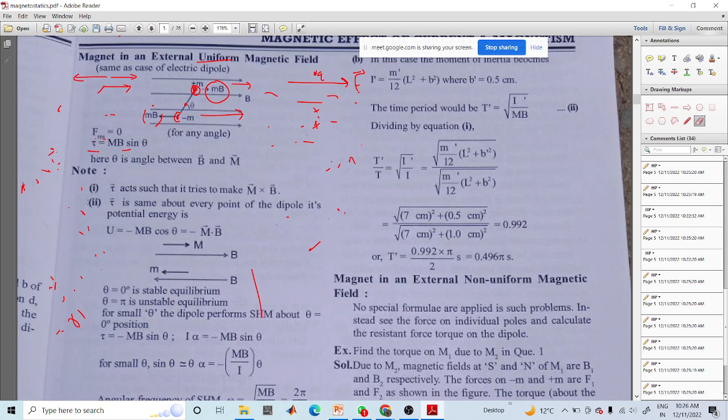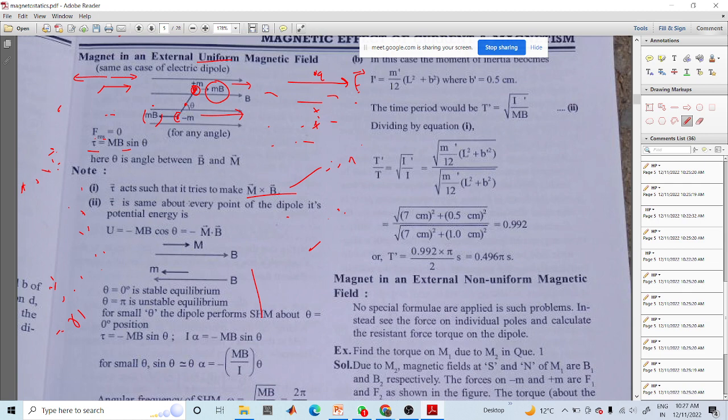Look at the first point on the screen. Torque acts as it tries to make M cross B, so torque is M cross B. You have to remember this. The torque will be the same at each point on the dipole. Suppose it is a dipole; here, here, everywhere the torque will be the same. And what will be the potential energy?